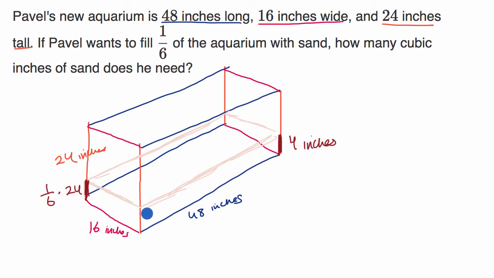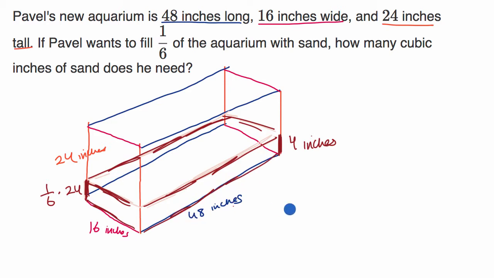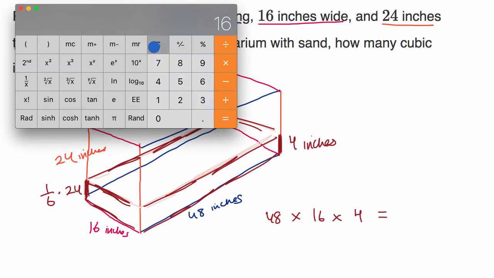And so if you want to think about the cubic inches of sand, we just think about the volume of this rectangle right over here, which is going to be 48 inches long times 16 inches wide times 4 inches high, which is going to be equal to, you could do that, try to do it in your head or on paper, but you could also use a calculator, of course. And so we are going to get 48 times 16 times 4 is equal to 3,072 cubic inches.